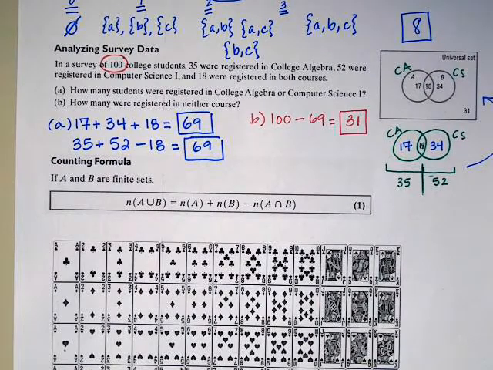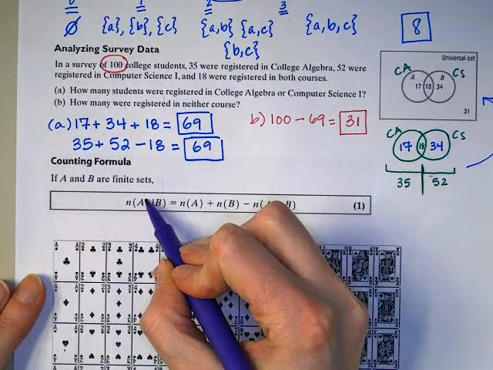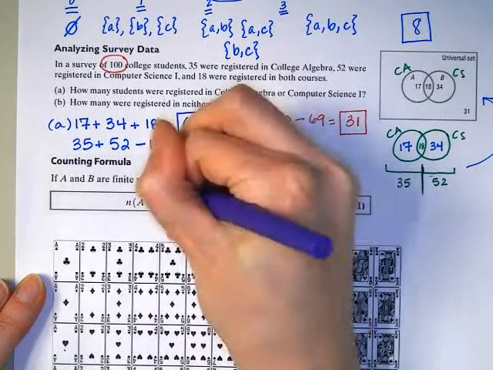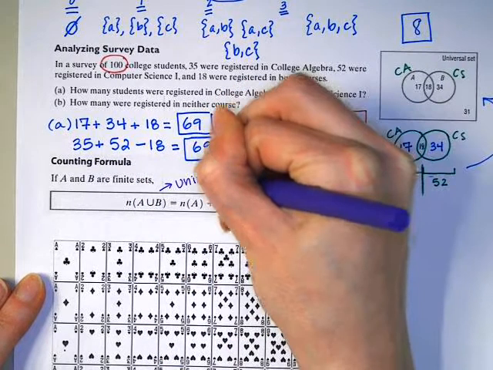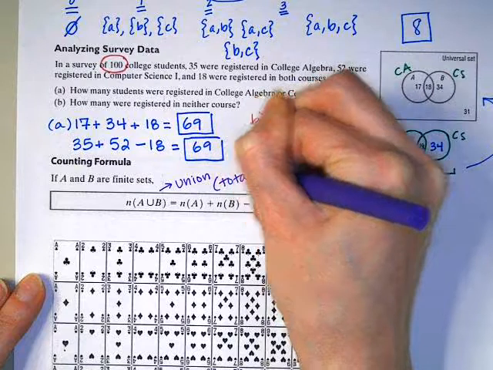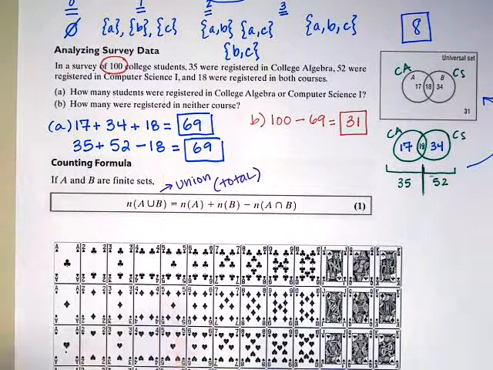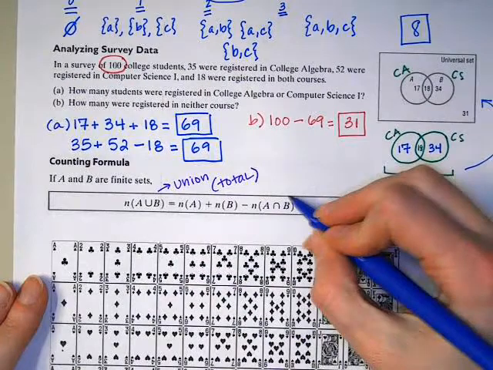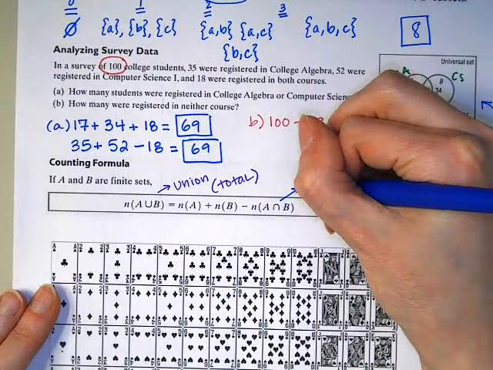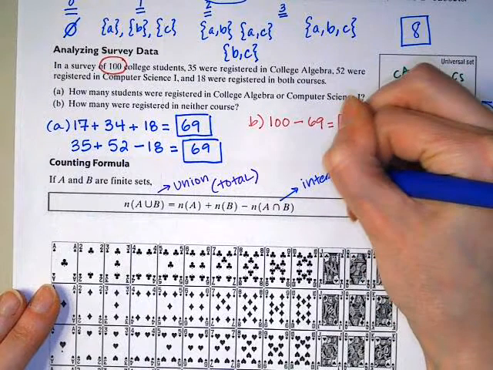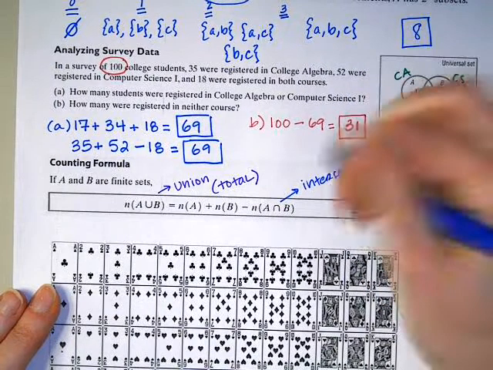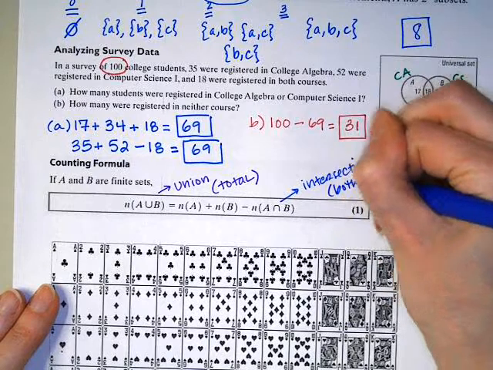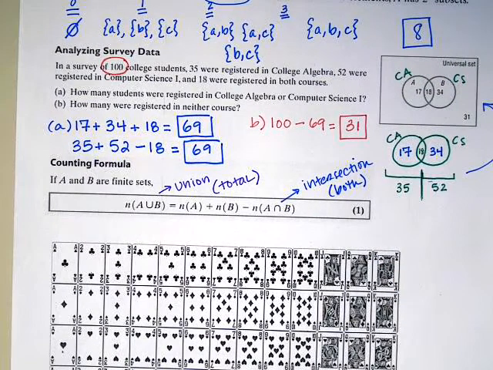And then here's a big formula here. If you don't know the notation, this U is called union, and that represents like a total. And then n of A, n of B, minus, and then this upside down U is called the intersection. And that's like where they both contain elements, like they're intersected.